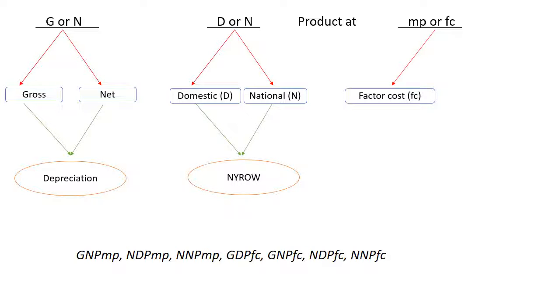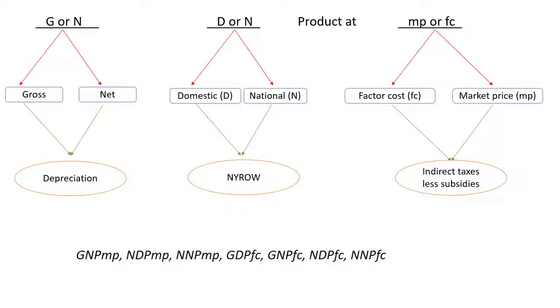And so FC is factor cost, MP is market price, and these two are related through indirect taxes less subsidies. So based on this, if you understand the system, we can derive GNP-MP, which is gross national product at market price, NDP-MP, net domestic product at market price, NNP-MP, net national product at market price, and so on.